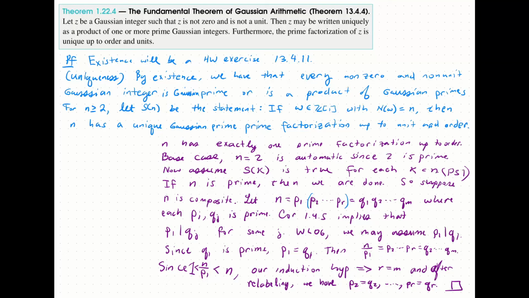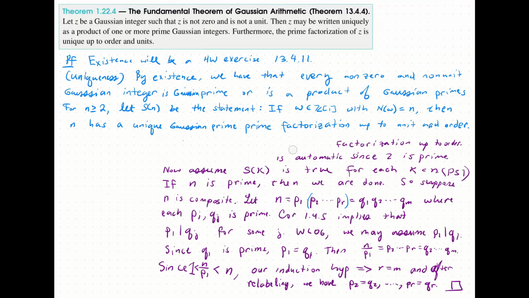And so we have this statement right here. Notice that this is exactly the statement we had for our statement S of k in the case of the integers, where the statement was that every n greater than or equal to 2 has exactly one prime factorization up to order. And so now we have added the "up to unit and order." In the case of the integers, our base case was automatic because 2 was prime. So let's go ahead and consider now what the base case is for us.